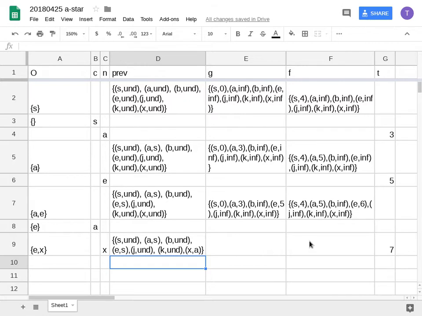So when you look into column D, these are not edges. This is actually the representation of a function, not edges. All right, so we got a few other things to do. We got to update the g value and the f value.